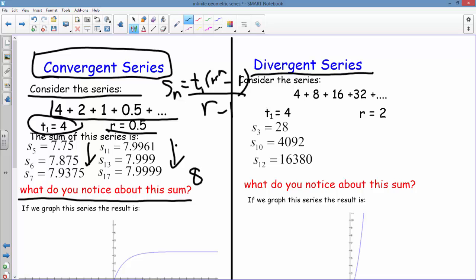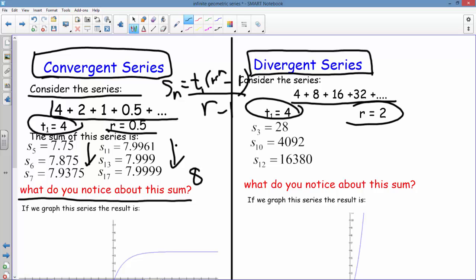Now if I look at a difference, if I look over at the divergent series, for example, here's a series and it's divergent. Okay, it's 4, 8, 16, 32. Here's the first term and here's the common ratio, 2. And if I look at these, the sum of the third is 28, the sum of the 10th is 4,092, the sum of the 12th is 16,380. You'll notice that this sum is just getting bigger and bigger and bigger.